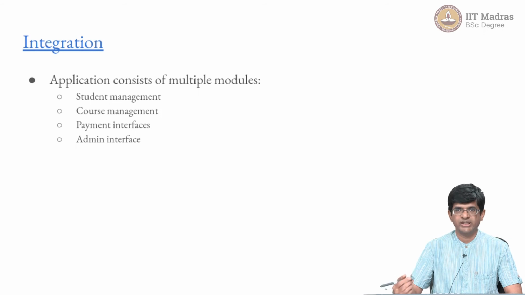Now, assuming that you have done unit testing and you have started implementing all of these units properly, at some level you need to start integrating these things. Examples of integration would be when an application consists of multiple modules. You might have student management, course management, payment interfaces, admin interfaces. You need to get all of those together and combine them.